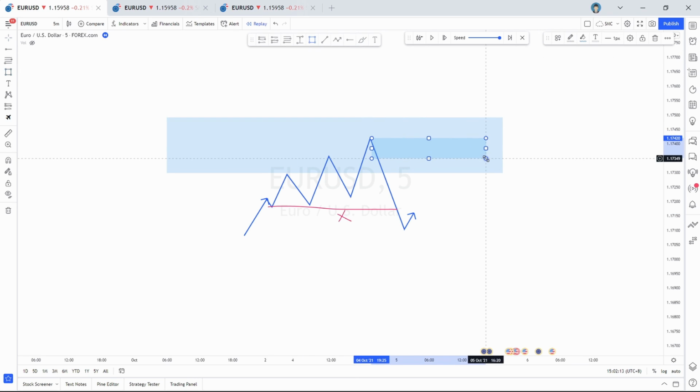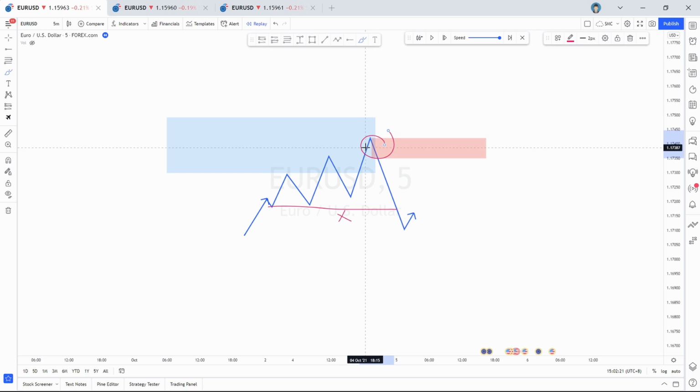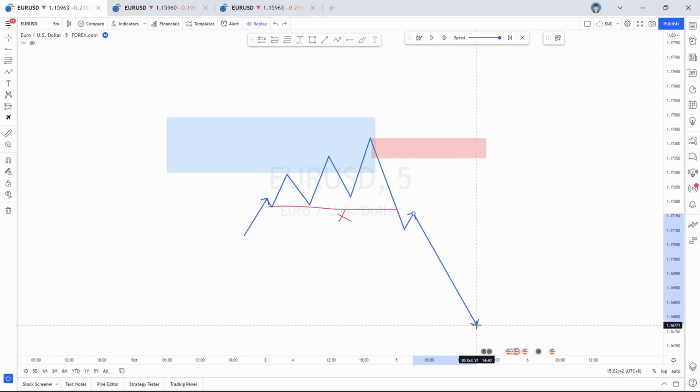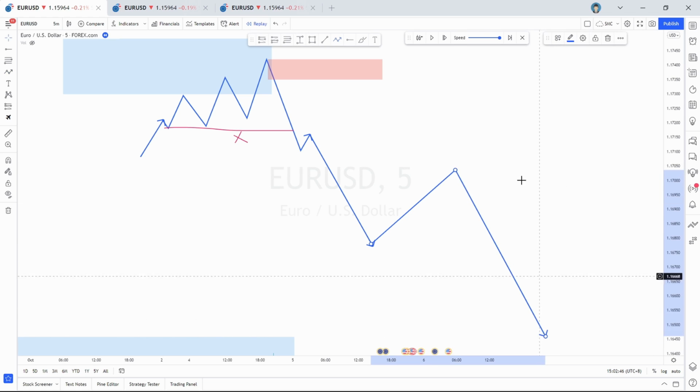Then we want, of course, good RR, so we marked up a sniper entry over here, or a more refined zone, either a supply zone or some imbalances. Then what price does is it fails to go up higher. Instead, it continues to the downside to continue its markdown.